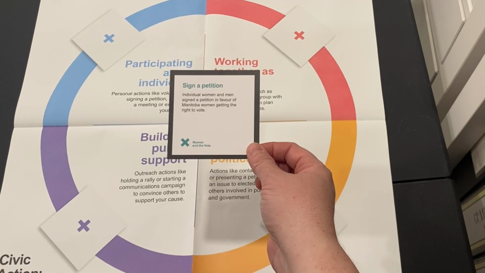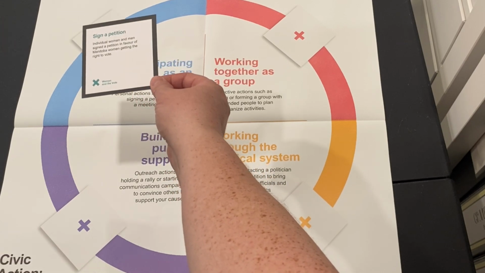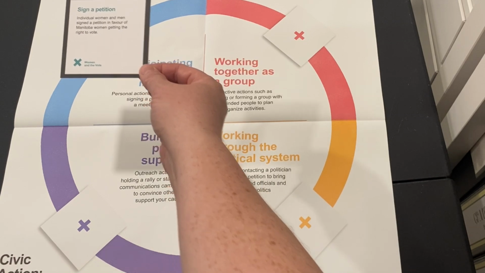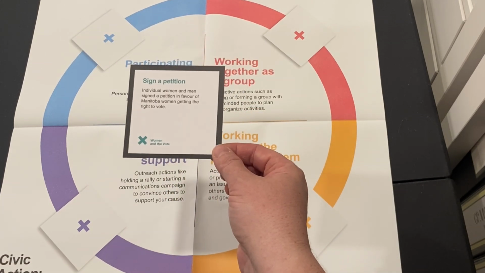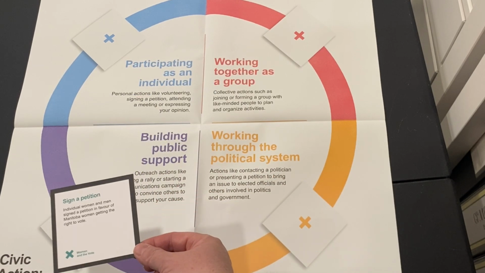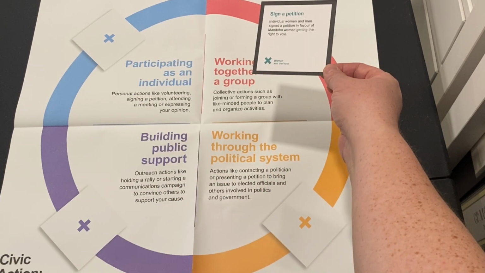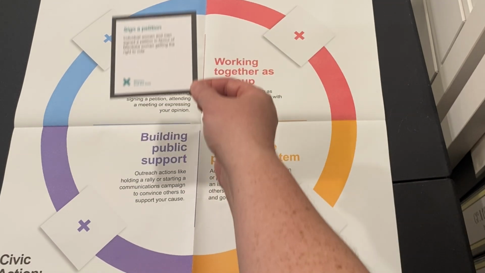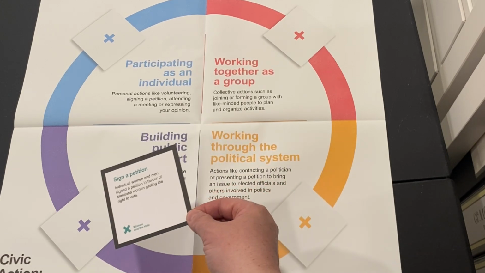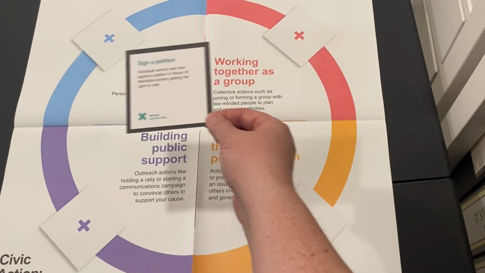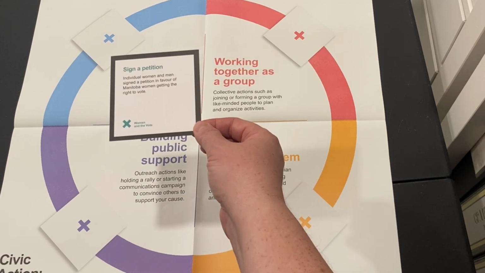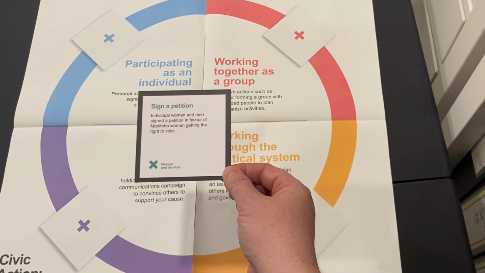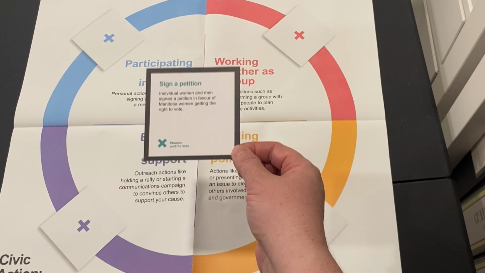So in discussing, the students might certainly go with the more standard answer of signing a petition being an example of participating as an individual. But in their discussion, they might actually come to the conclusion that it's building public support or working together as a group, right? Or working through the political system. So depending on how they're discussing it in their groups, this card could fit in any of the 4 quadrants. So it allows them to really assess what they've learned in the course and how they can look to apply civic understanding to a scenario.